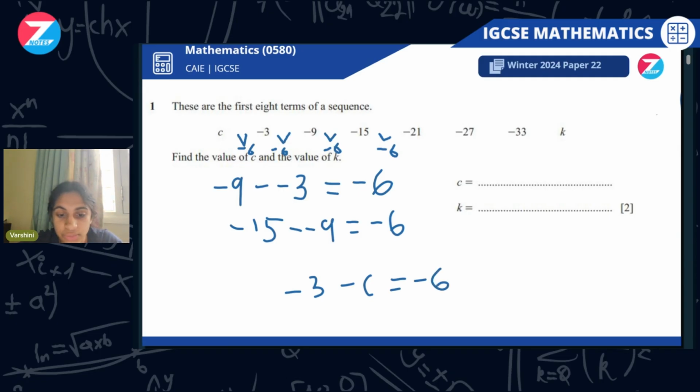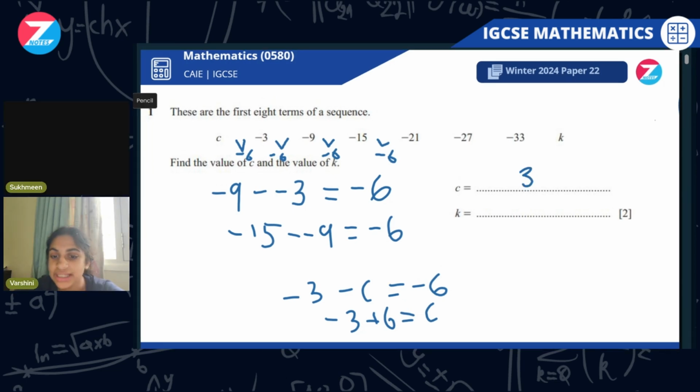So now all we have to do is make C the subject of the formula. We can take it to the other side and make it minus 3 and take 6 to the other side. And remember, the signs get flipped when we add. So we're adding 6 on both sides. So it's going to be minus 3 plus 6 equals, and again, we're adding C on both sides, so equals C. So we're going to get C as equal to 3.